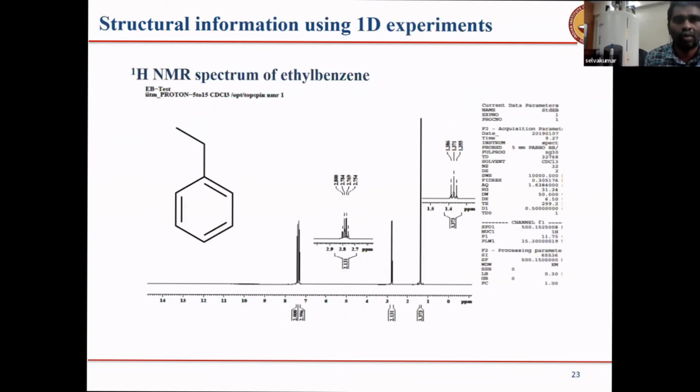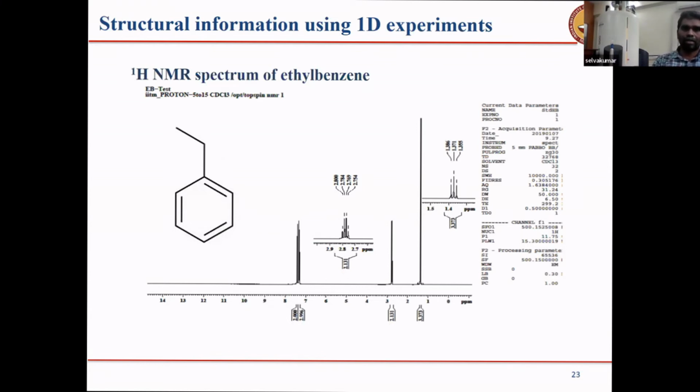This is the simple proton NMR spectrum of ethylbenzene. This is a 1D NMR technique. Generally, in proton NMR spectra, the x-axis is the chemical shift and the y-axis is the intensity. In general, 0 to 3 ppm is where aliphatic protons come, 3 to 5 ppm olefinic protons, 2 to 3 alkyne protons, and 6 to 8 aromatic protons.